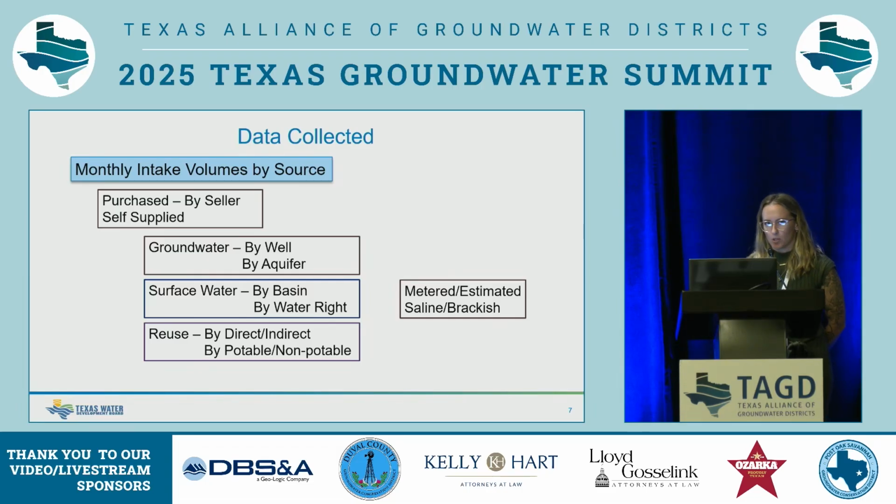So for example, if your system pumps groundwater, you would report that as self-supplied groundwater, and we ask that you report either by the specific well that it's pumped from, or if you don't know the well, you can report by aquifer as well. And we also ask a couple other questions with the intake data, whether it's metered or estimated, and if the water is saline or brackish.